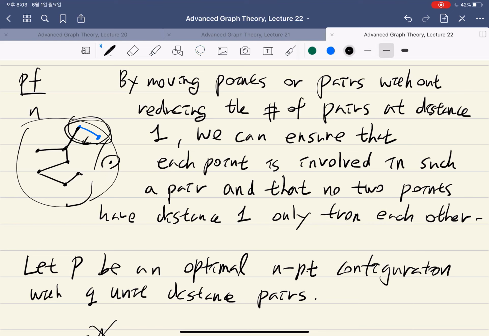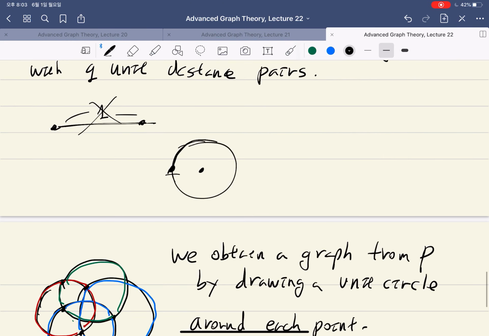So we rotate it in this way. As we assume that these two are not the only points at unit distance, this has another point with distance 1. So if you slowly rotate, at a certain point you get that this distance is again 1. By doing that, you can assume that every vertex, every point here has at least two other points at distance 1. So once you put this unit circle, you can assume that every circle contains at least two vertices, 2 points.